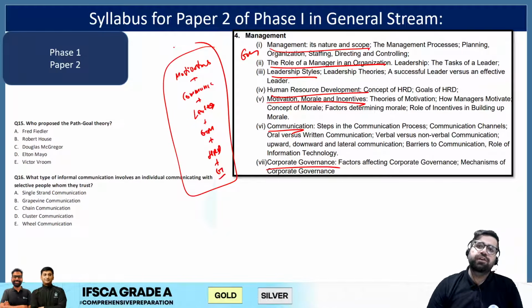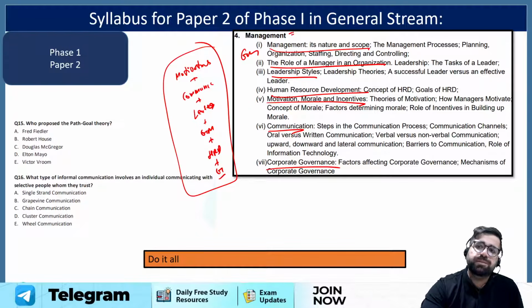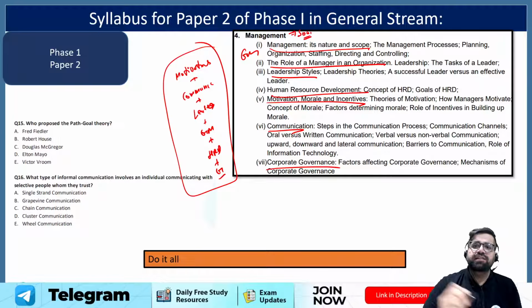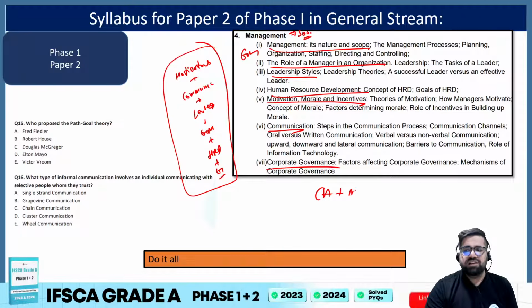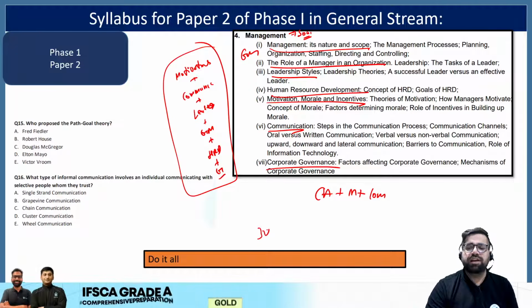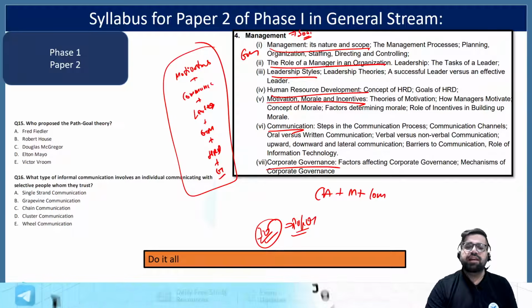And in management, I will not advise you to leave any chapter. You have to do it all, because management is a bit scoring, I would say, for IFSC grade A. So if you see current affairs, you can do management, you can do some selective stuff from commerce and accounts, and make sure that you are getting 30 correct in your paper 2. Just get 30 correct anyhow.